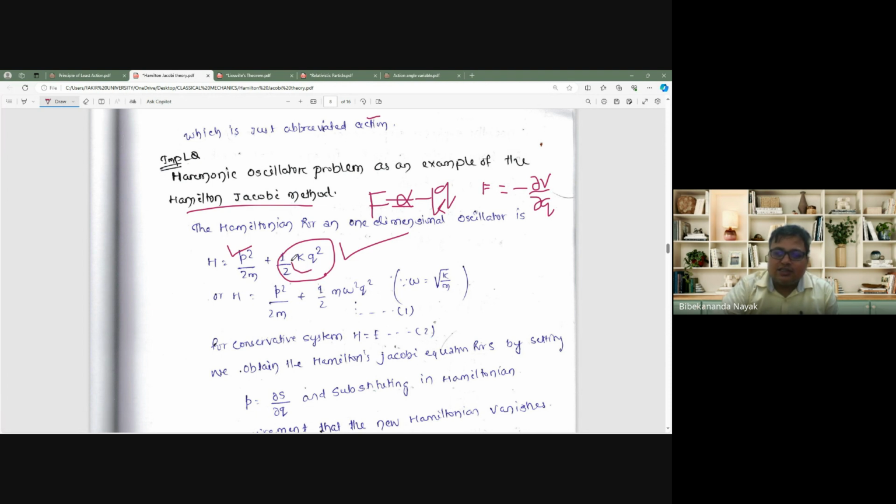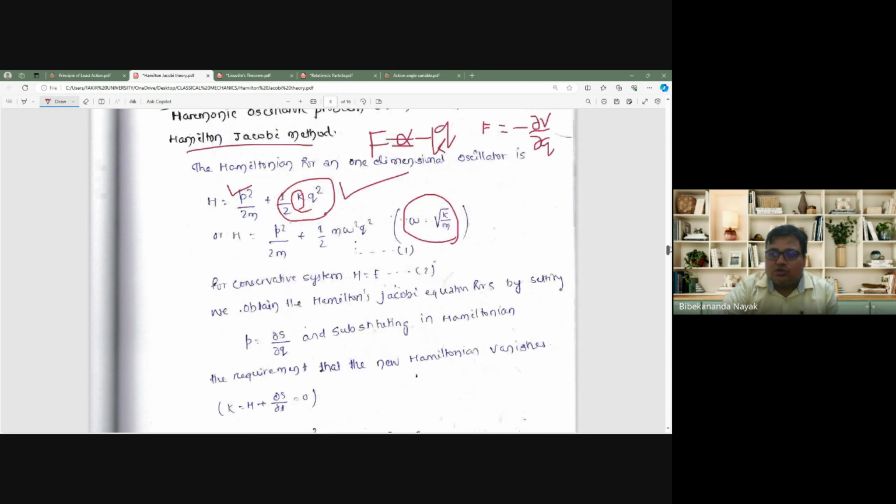And this k is the spring constant, which is related to the angular frequency: omega is equal to root over k by m. You already know that. If you put that in, the Hamiltonian for a harmonic oscillator is p square by 2m plus half m omega square q square. From this Hamiltonian, I have to get the equation of motion, that is, what is the value of q, and what is the value of p.